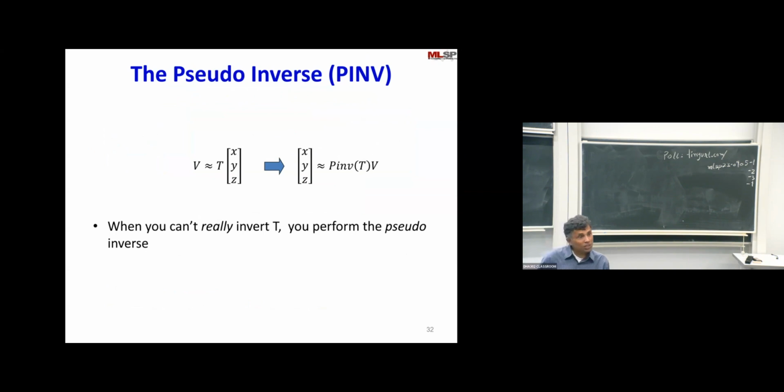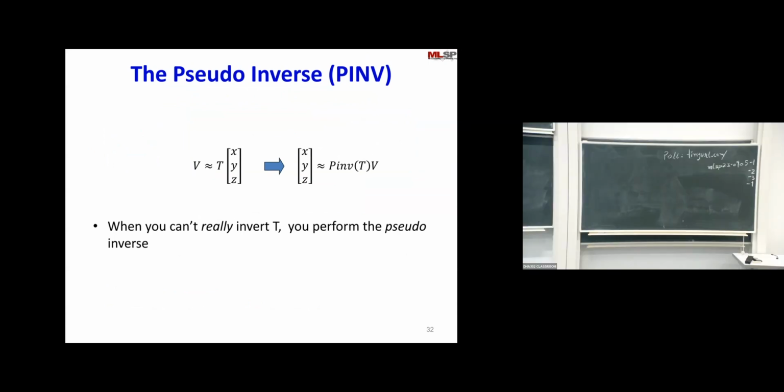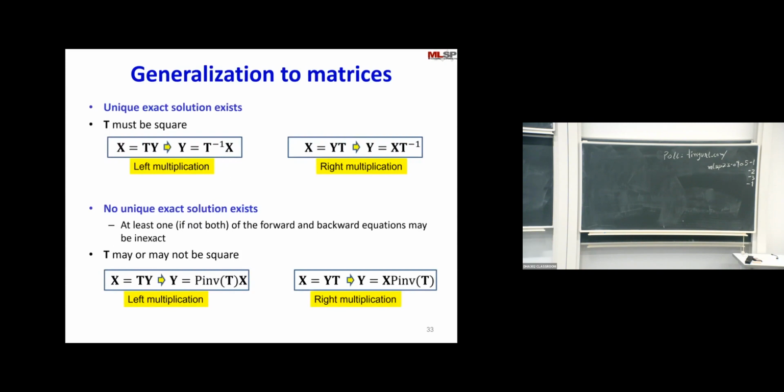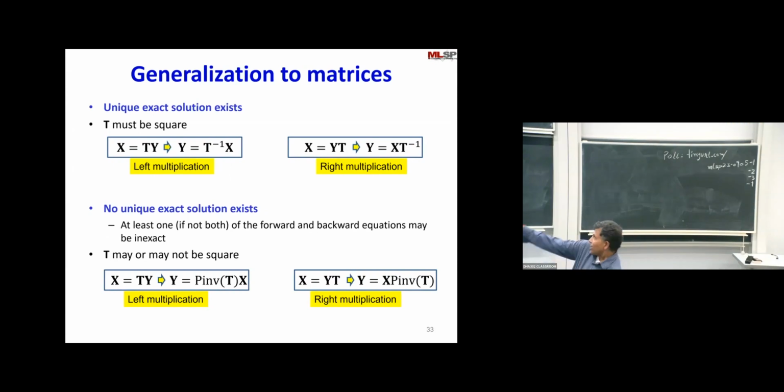There's a magical operation called the pseudo inverse, right? What is the pseudo inverse? The pseudo inverse is the best guess operation for the inverse of a matrix that doesn't have one. So when you can't really invert P, you perform the pseudo inverse. Think about it as a best guess. We'll see what kind of best guess in 2 minutes. But as far as your operations are concerned, you can always replace the inverse by the pseudo inverse.